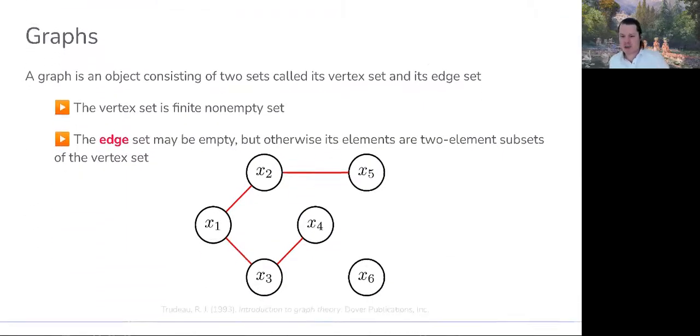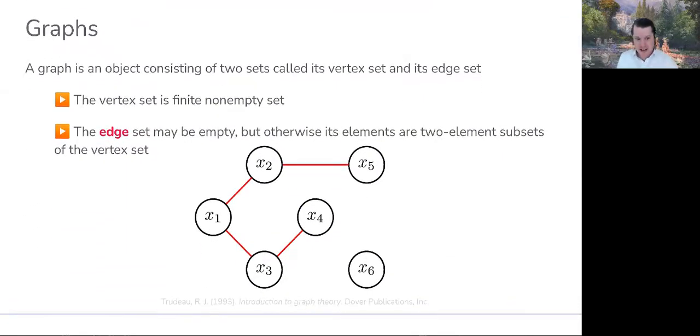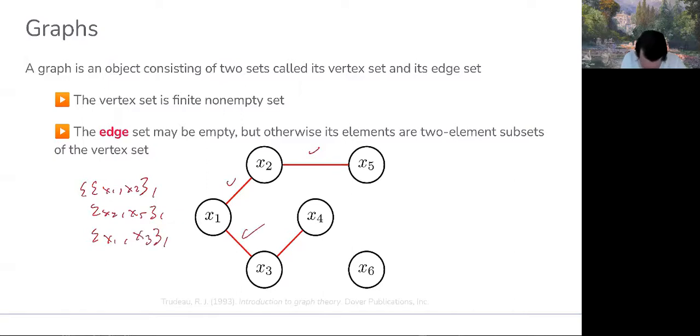Okay, now let's look at the edges again, just to ensure this is clear. In this case, our edge set is going to be, well, there's a line between x1 and x2. We can see a line between x2 and x5. Another one, so we got that one. We see one between x1 and x3, so got that one, and then x3 and x4. And that would comprise our edge set of this particular graph representation.